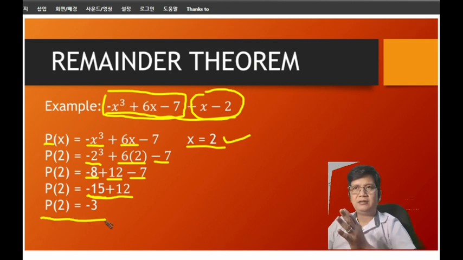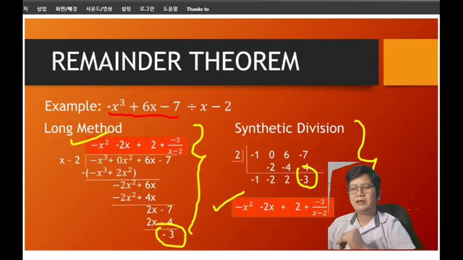Na dun sa una nating ibinigay, sa una nating example, makikita natin na ang mga naging remainder lang dyan ay negative 3 din. So parehas na naging sagot. Okay, maliwanag yon.